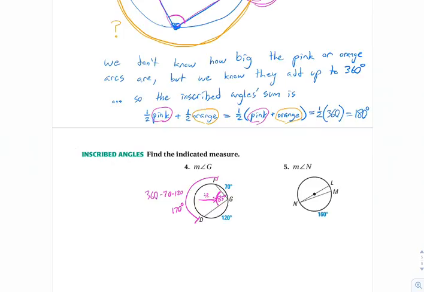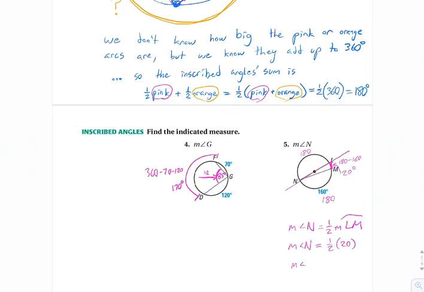Okay. Very similar on number 5 is we have a diameter cutting this into 180 degrees and 180 degrees. So to find LM, we just do 180 minus 160. And so we say, oh, there's 20 degrees left over on this half of the circle. So arc LM must be 20. And so the measure of angle N, which is half of the measure of that arc, right? It's the arc divided by 2. So the measure of angle N is 1/2 of 20, or 10 degrees. Okay?